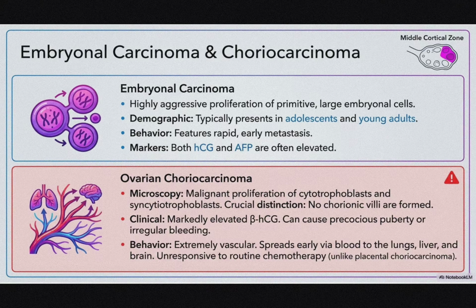We have ovarian choriocarcinoma. Microscopically, malignant proliferation of cytotrophoblasts and syncytiotrophoblasts. Crucial distinction: no chorionic villi are found. Clinically, markedly elevated beta HCG levels can cause precocious puberty or irregular bleeding. Its behavior: it is extremely vascular, spreads early via blood to the lungs, liver and brain, and is unresponsive to routine chemotherapy, unlike placental choriocarcinoma.